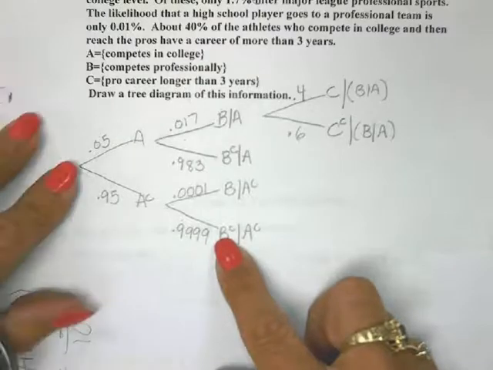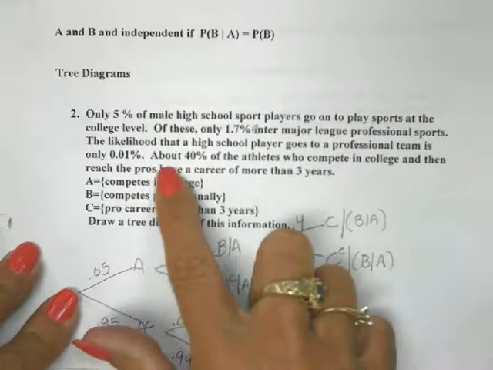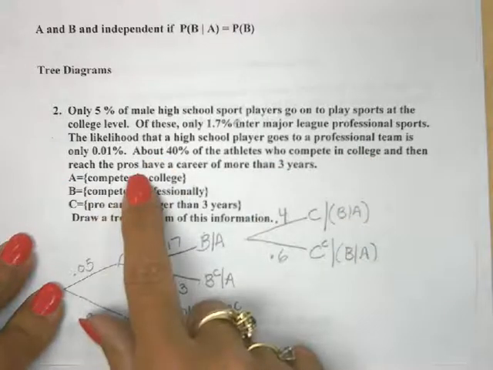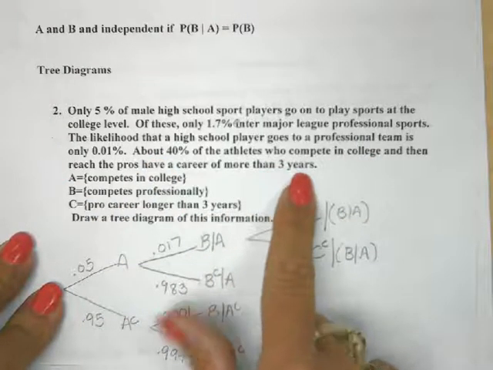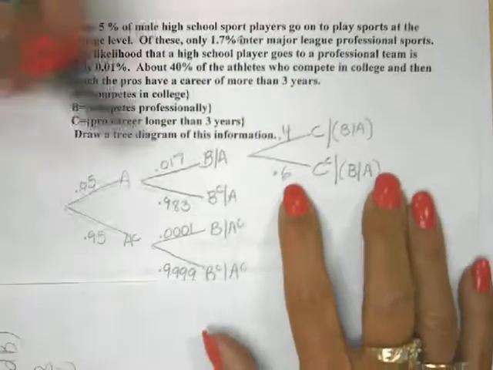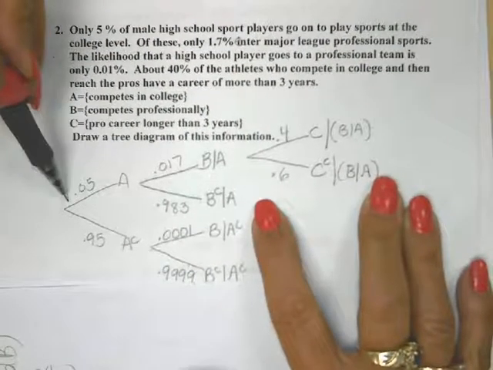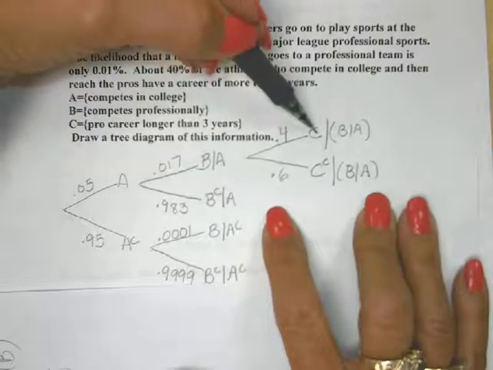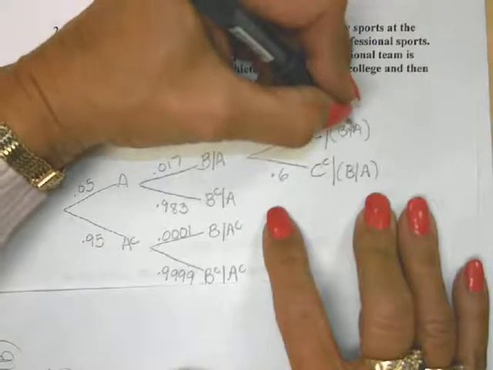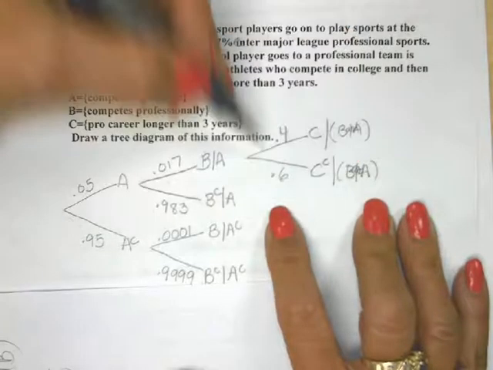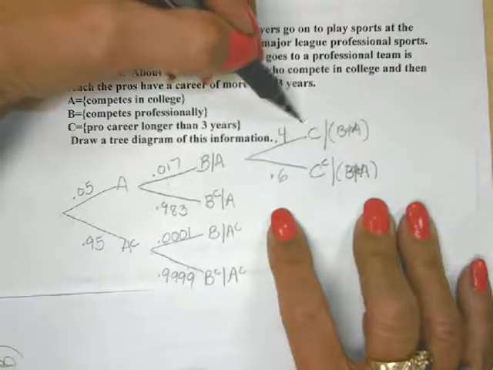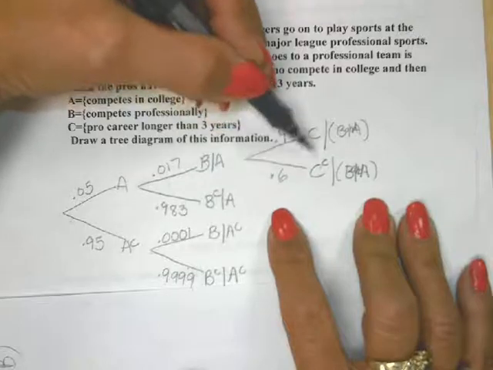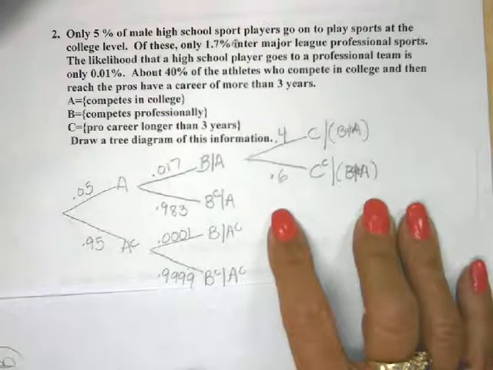Now we have one more piece of information. We know that 40% of athletes who compete in college and then go to the pros have a career that is more than 3 years. So on this branch, those who go to college and play professionally, 40% of these people actually go on and have a professional career that's more than 3 years, which means 60% of the people don't have a career that's more than 3 years. It lasts 3 years or less.